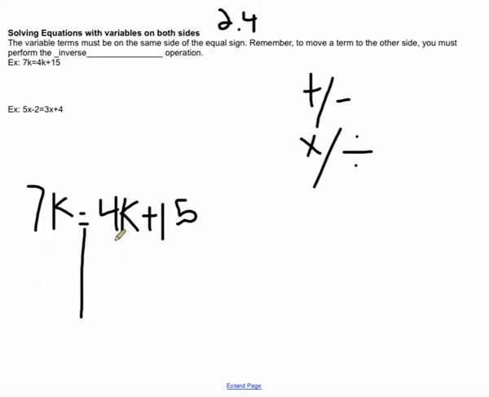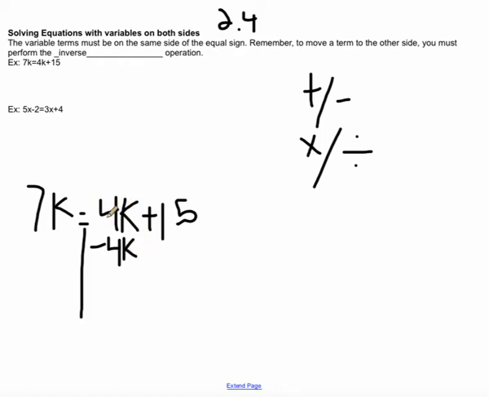I don't really care, but you want to think about what this is going to look like based on what you do. So either I need to move this 7k over here, or I need to move this 4k over here. If I move the 7k over here, I'm going to have nothing over here. That's not going to create a problem, but it's going to create an extra step. So instead, I'm going to move my 4k left. If I'm crossing this line, going across the equal sign, I have to make sure I do the inverse. So this is positive 4k, and to move it, I'm going to do minus 4k.